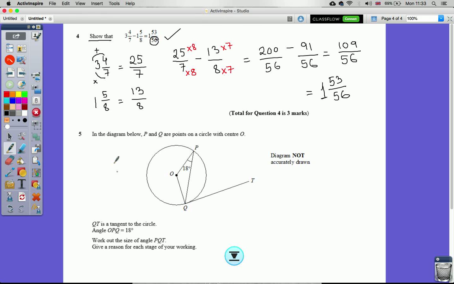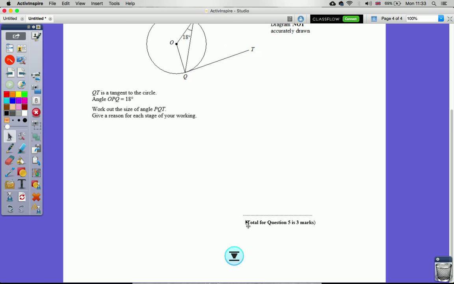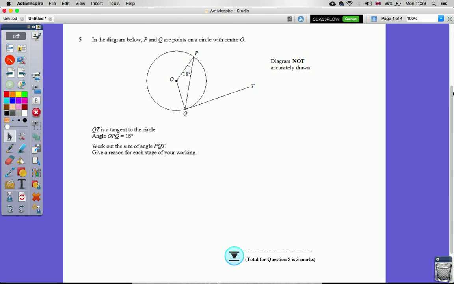Okay, now let's look at question number 5. That will be the last question in this segment. Okay, so in this question we can see they've given us a circle, and said P and Q are points on a circle with center O. QT is a tangent to the circle. Work out the size of angle PQT.